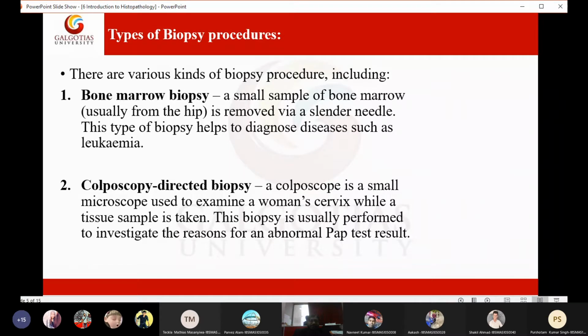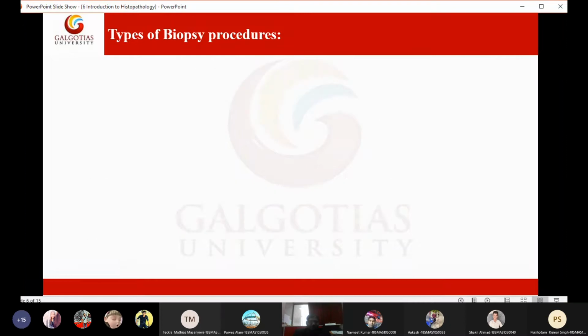Colposcopy directed biopsy means that in the female genital area, we can detect cancer by Pap staining. In Pap staining, if any abnormality is there, for final confirmation you can go for the colposcopy directed biopsy. By the scope, they go for direct observation of the cervix or vaginal pool smears. From there, we can go for observation inside the cervix.